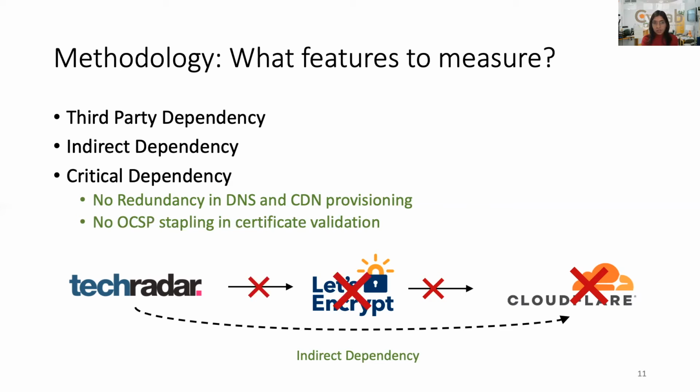Here, TechRadar does not support OCSP stapling, and hence TechRadar has a critical dependency on Let's Encrypt as well as Cloudflare. If OCSP stapling is enabled, the user doesn't have to contact the OCSP server for certificate validation. So Let's Encrypt will not be contacted here. But if OCSP stapling is not enabled, then users of TechRadar will have to contact the Let's Encrypt OCSP servers to validate the certificate.